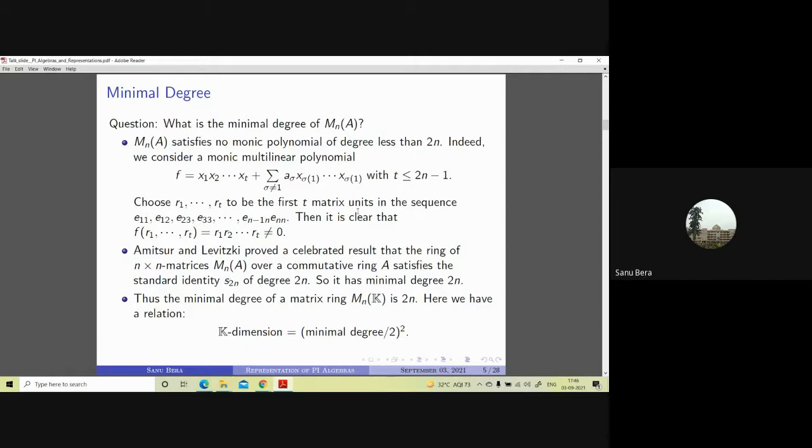Here one important observation is that for this algebra M_n(k), the k-dimension is n square and the minimal degree is 2n. There is a relation: the k-dimension is the square of half the minimal degree, that is, (2n/2) squared. That is one important observation. Later we will see that this relation occurs for more general algebras also.